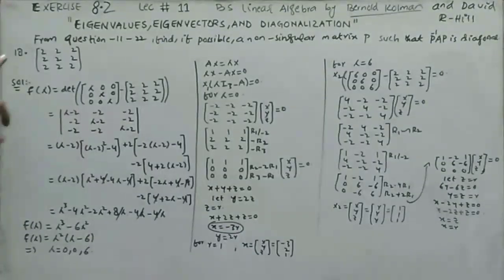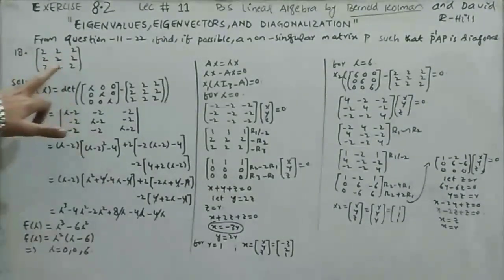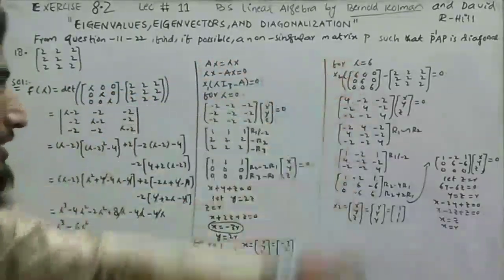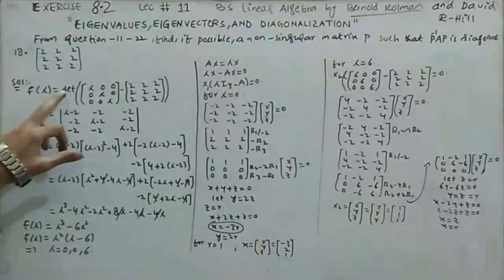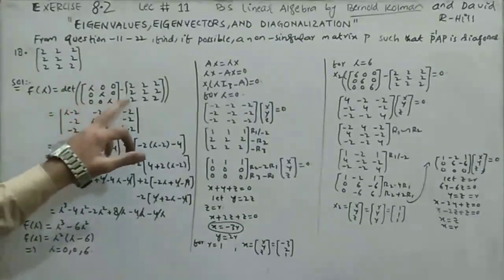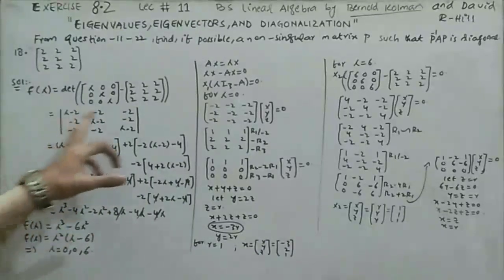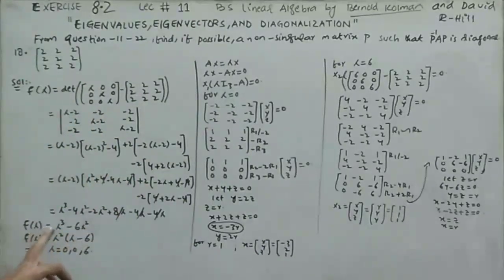Now move to the next question, question number 18. Find a possible non-singular matrix P. So f of lambda is equal to determinant of lambda times identity minus the given matrix. So it gives us this. Now by simplification, by expanding this with R1, it will give us the result f of lambda is equal to lambda cube minus 6 lambda square. So it will give us 3 values of lambda: 0, 0, 6.